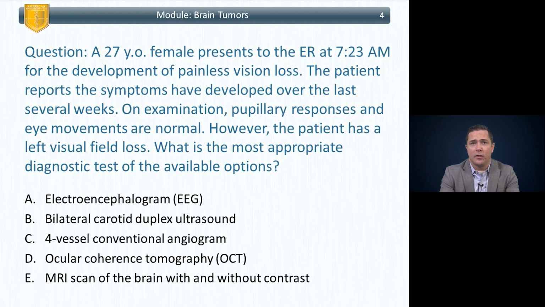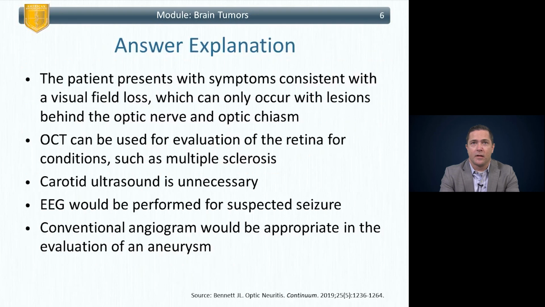Once we see a visual field loss, the problem has to be farther back in the brain, past the optic chiasm, more likely in the occipital lobe. So this patient has a visual field loss. That implies there's a problem with the brain, not with the eye. And the best available option here is an MRI scan of the brain with and without contrast.